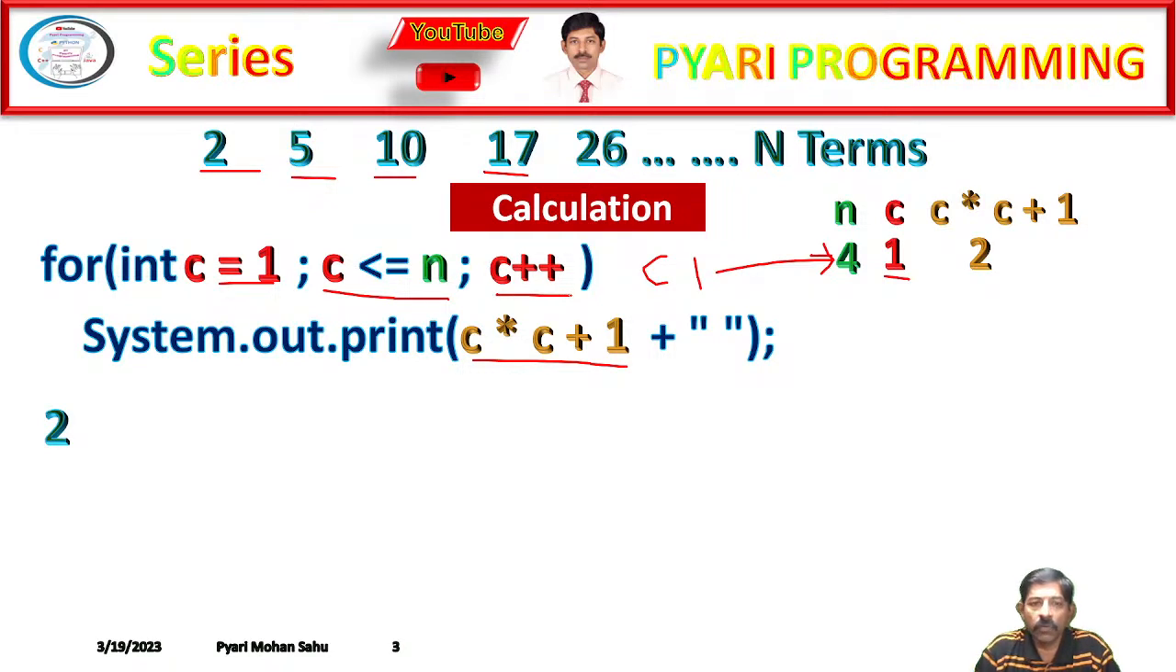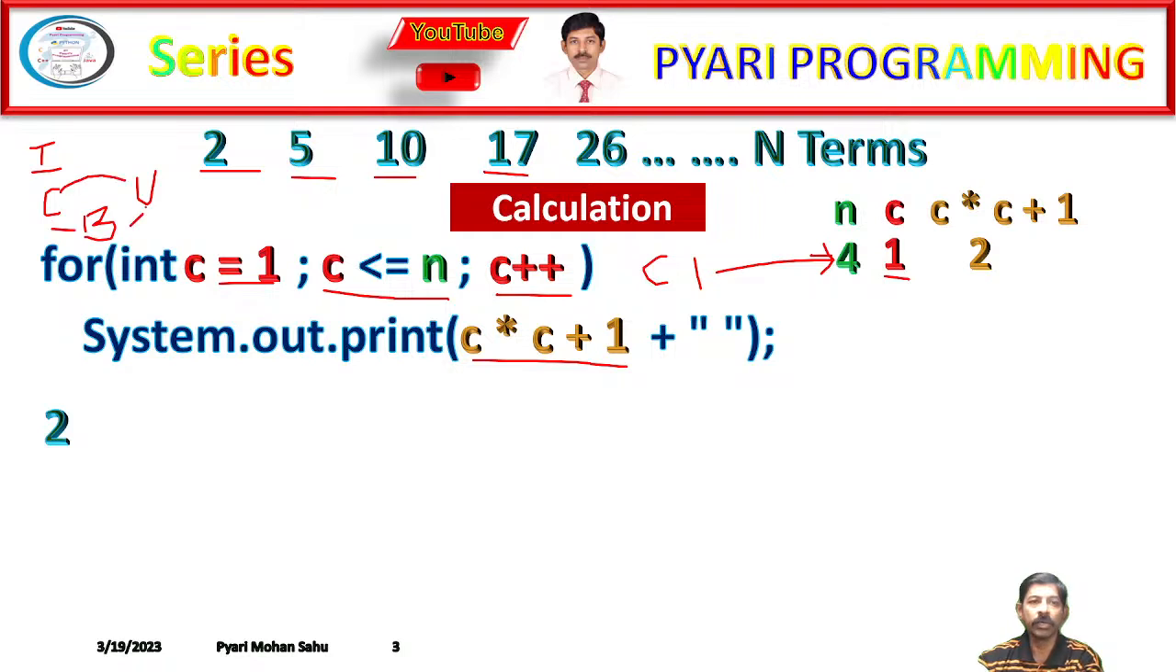So what is the sequence of dry run? That is, my sequence is initialization, then condition, then body of the loop. If the condition is true, then updation. After that, it will iterate condition, body, updation. Condition, body, updation. Like this, it will iterate till the condition becomes false. Because of that reason, the next step is your C++.